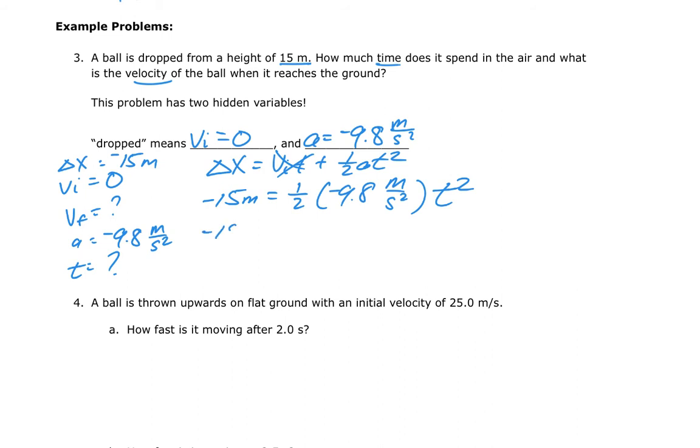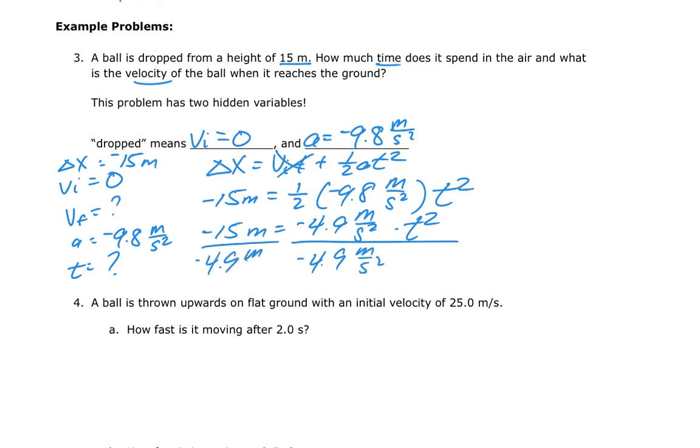I can go ahead and simplify that a little bit. I can multiply that 1/2 by negative 9.8, and I know that that's negative 4.9. Oops, I forgot my units there. Don't want to do that. Meters per second squared times time squared. And now I know I can divide by negative 4.9 meters per second squared on each side. I remember my algebra rules: whatever I do on one side, I have to do on the other.